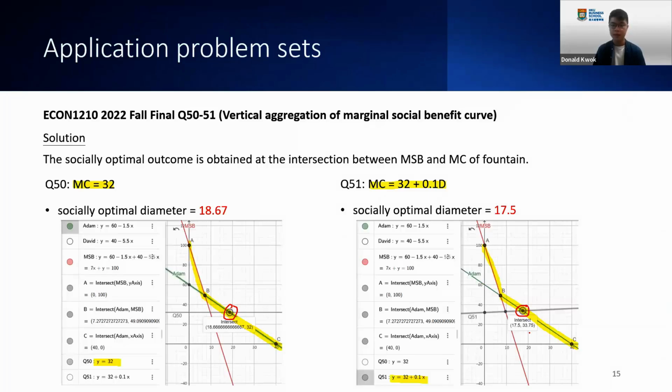We have explained the techniques of horizontal aggregation and vertical aggregation with examples. So I hope this will consolidate your understanding of these two different techniques and that you don't mix them up in solving the problem.